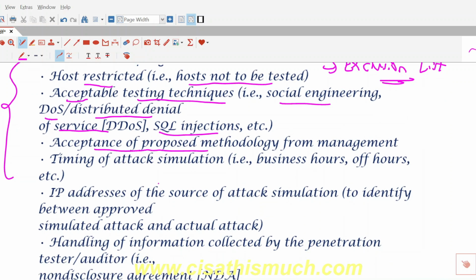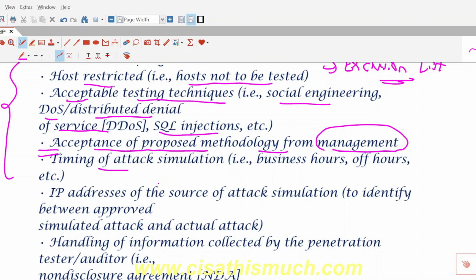Acceptance of proposed methodology from management. When I say management, here management means the top management, the senior management. So acceptance, don't you think so? This is very, very important. Before conducting this penetration testing, we need to have proper, appropriate approvals from the senior management. Otherwise, you cannot do this. This is basically, we are kind of simulating a real attack, and it can have severe consequences if proper approvals are not taken.